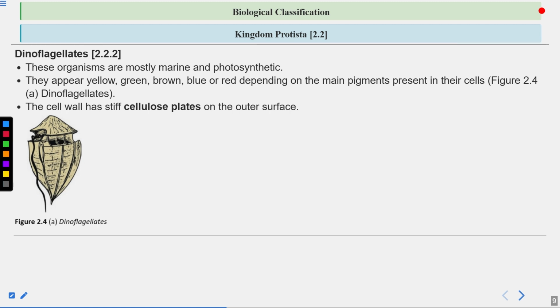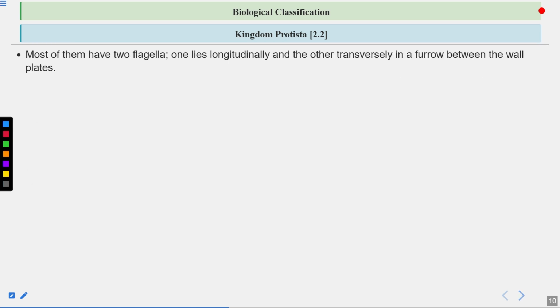Okay, dinoflagellate also have these flagella. Now, most of them have two flagella. One lies longitudinally. Longitudinally means lengthwise. And the other transversely in a furrow between the wall plates. So one of the flagella is lengthwise and the other is transversely present in the furrow. Or you can say a groove which is between the cell wall plates. Clear?